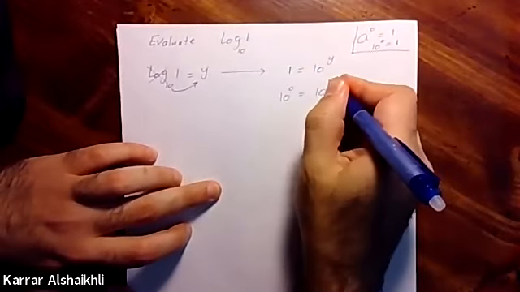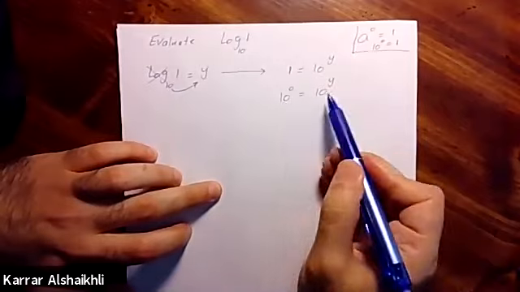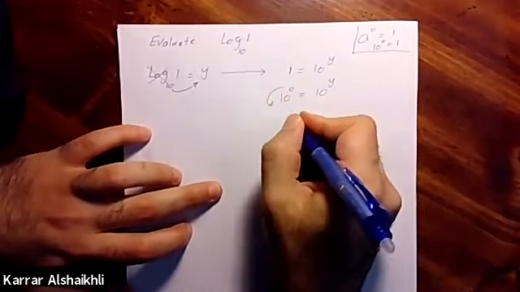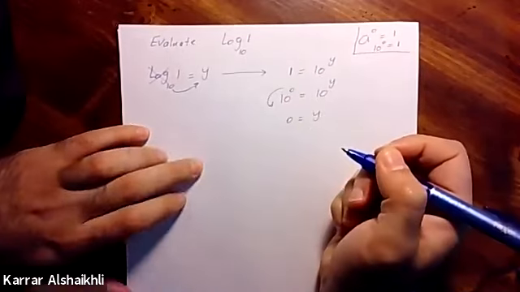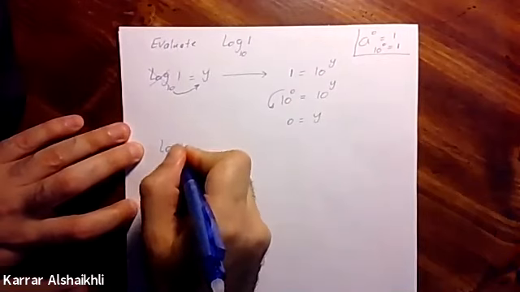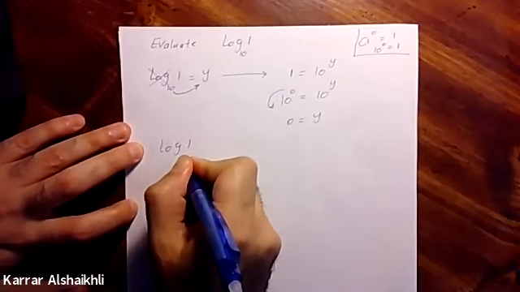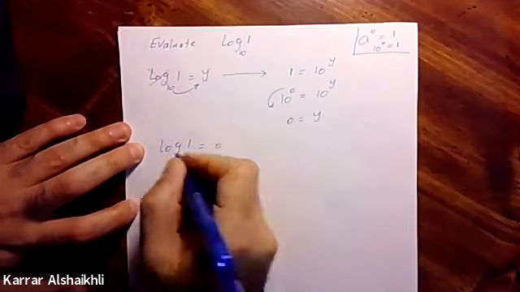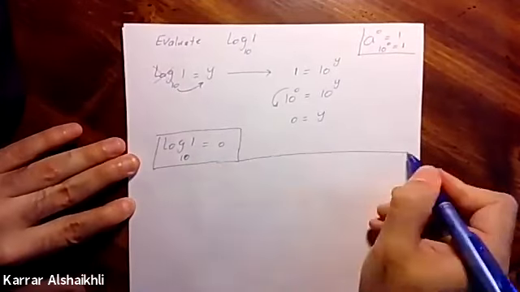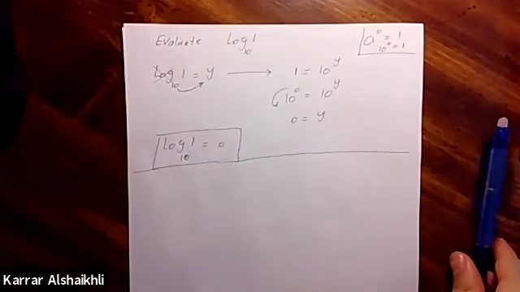And here's 10 to the exponent y. Now we have the same bases, which means we have the same exponents. So y is going to be equal to 0. That means log to the base 10 of number 1 is equal to 0. If you're using the calculator, you will get exactly the same result.